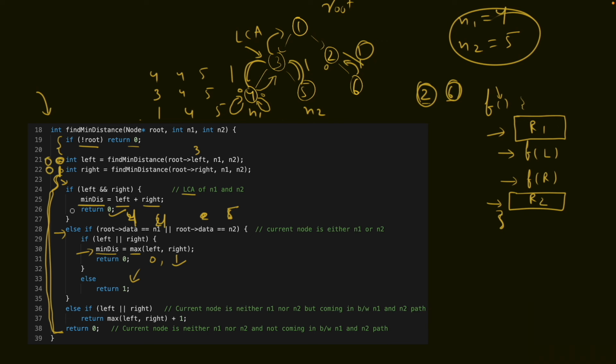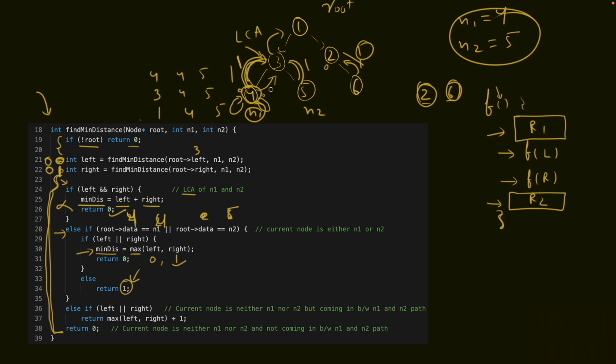In that case, this was not done, and this was also not done because you didn't have either case true. So you will go here and then return 1. So now you are returning 1 from here to here. See, now you are saying that I have found 1 and the distance from this node to the previous node is going to be 1. That's it. You just did that. Let's suppose this is also not the case. Then you have this case: the current node is neither n1 nor n2 but lies in between on the n1 and n2 path.